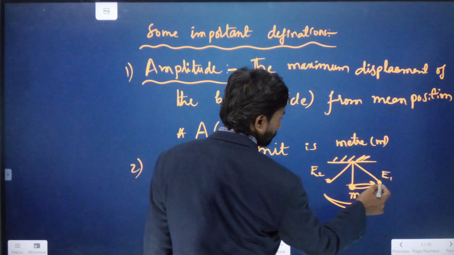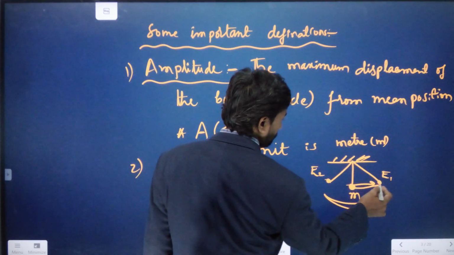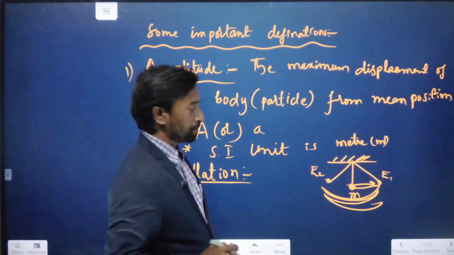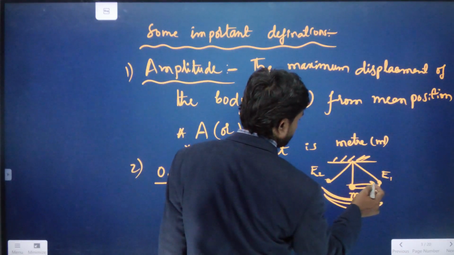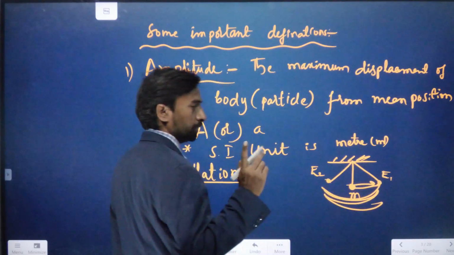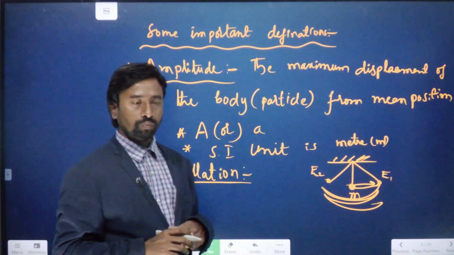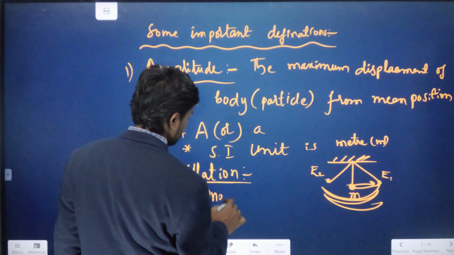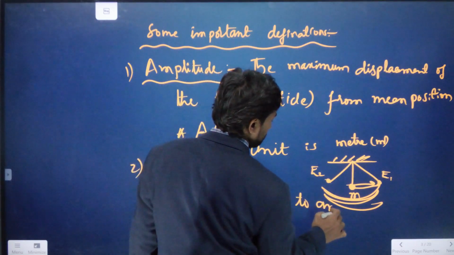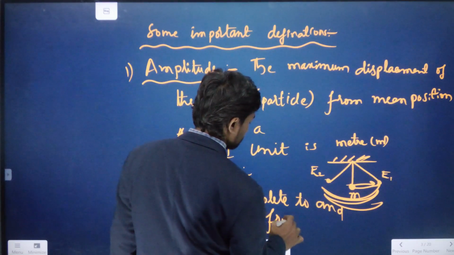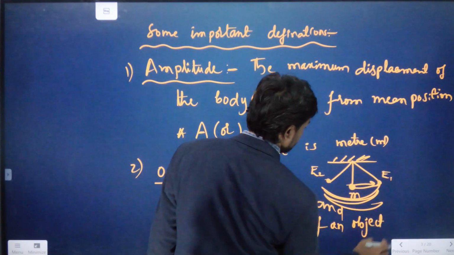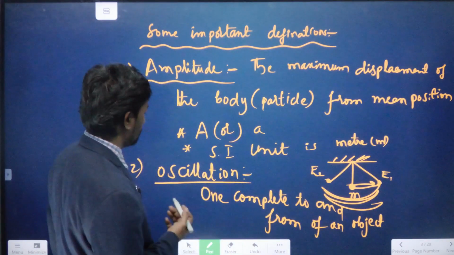If it is bent like this, it goes to 1, then to 2, and then back. That one complete to and fro motion, back and forth, is called one oscillation. One complete to and fro motion of an object, or back and forth motion of an object, is known as oscillation.